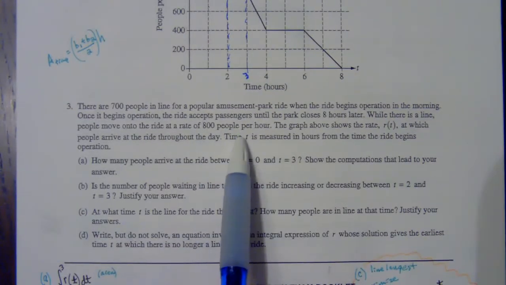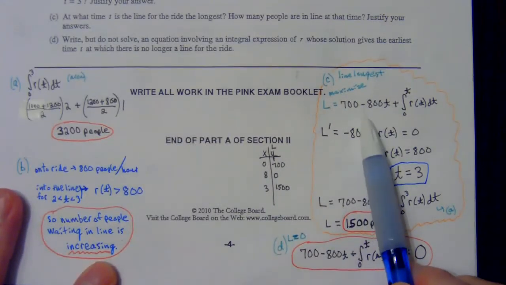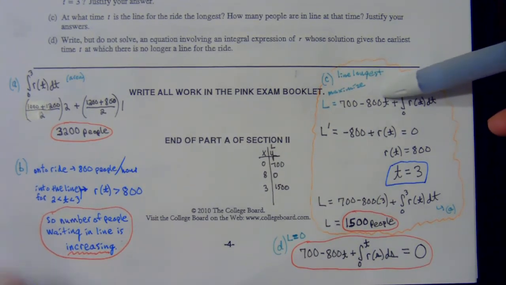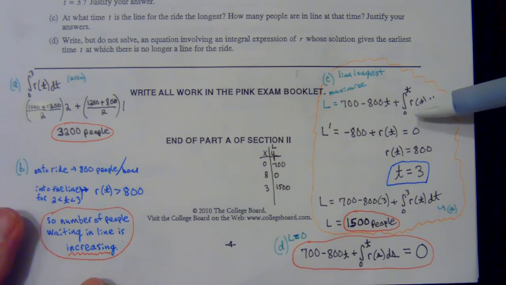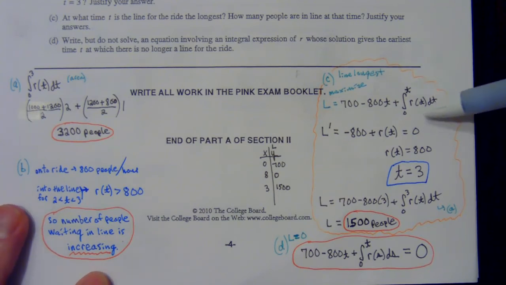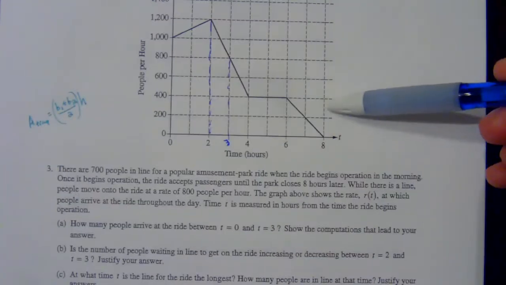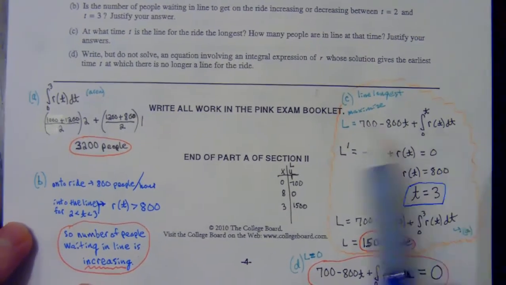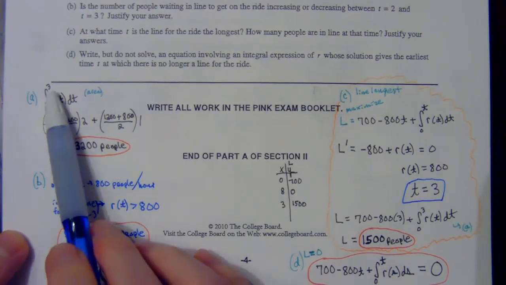That's what's giving us right there. They're leaving the line, so we're subtracting them out. They're gone. They're going onto the ride at 800 people per hour. And then your integral between 0 and some time period, when you integrate the R, that's going to give us the total number of people that arrived throughout the day. Like letter A, you figured out that was 3,200 between 0 and 3.